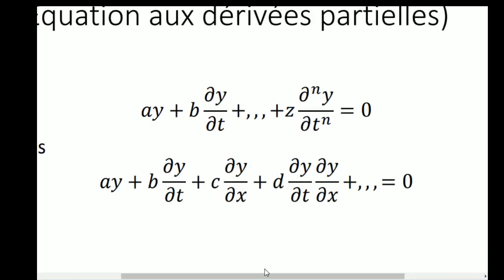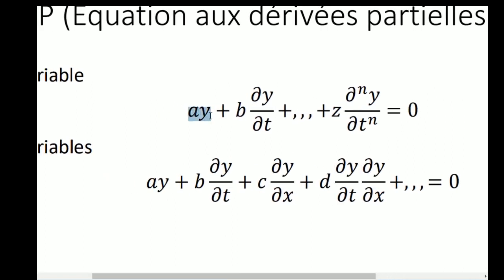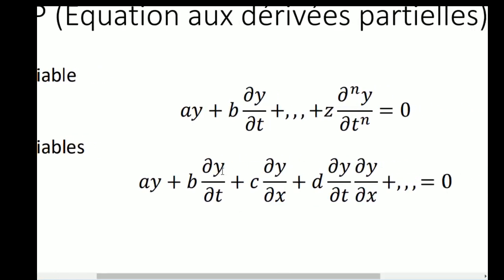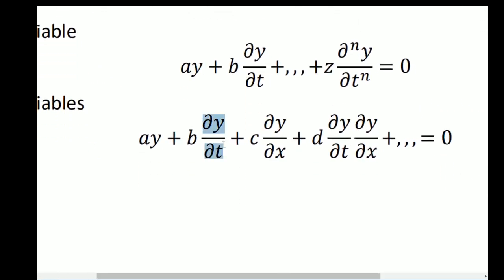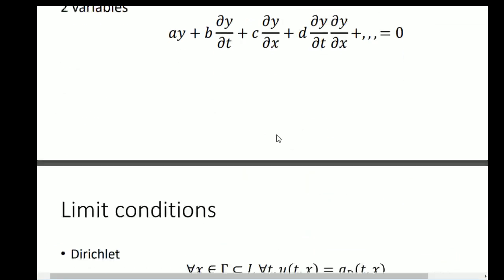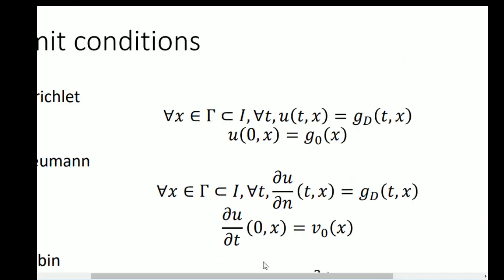So you have a linear system that is a times y plus b times the derivative of y over t plus etc. plus z being the nth derivative of y over t^n. But when you have various variables, you have the partial derivative over t, but also the partial derivative over x, and then the crossed derivative, the dérivée croisée in French, of y, so one derivative over t and one derivative over x. So this is a general definition. So we're going to talk about various conditions.